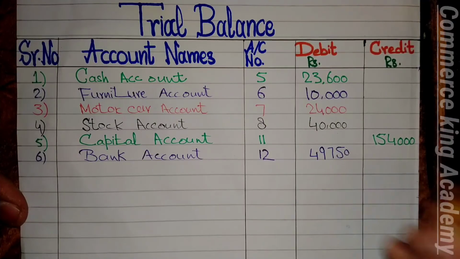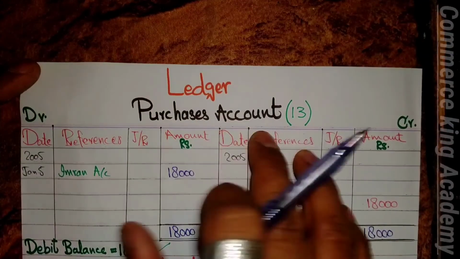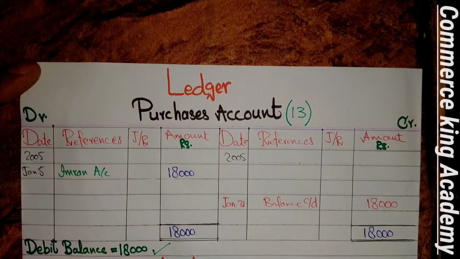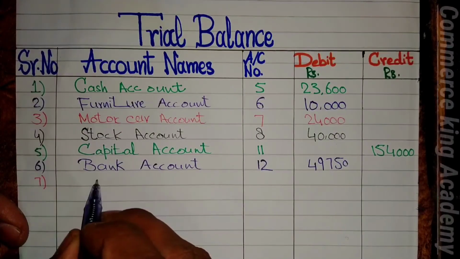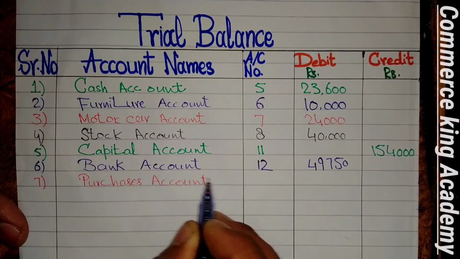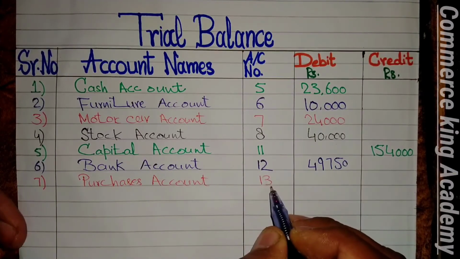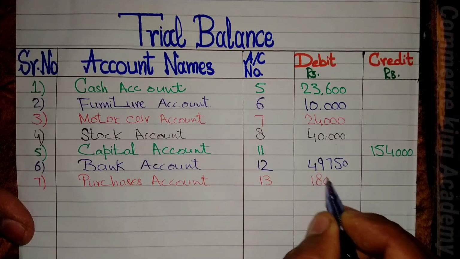49,750. Next ledger of purchases account, debit balance is 18,000 rupees. So serial number is 7, account name purchases account, ledger folio number is 13, debit balance 18,000 rupees.